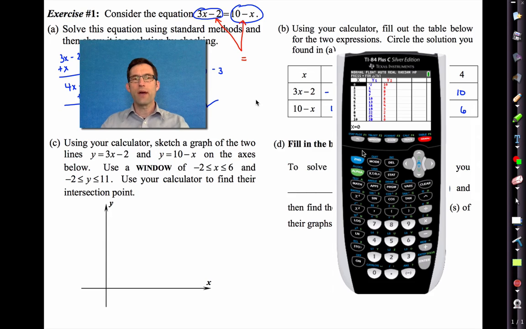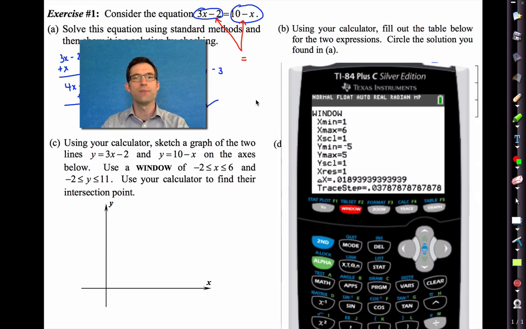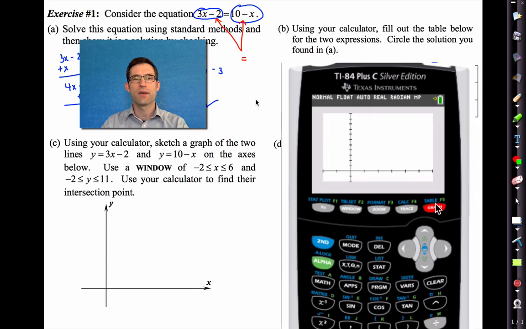All right, we already have our calculator open. We already have the equations in there. Let's go in and change the window to be what I told you. So window, let's put in x min is -2, x max is 6, y min is -2, y max is 11, and let's hit enter. All right, now let's graph it. Okay, wait for the two lines to come up.